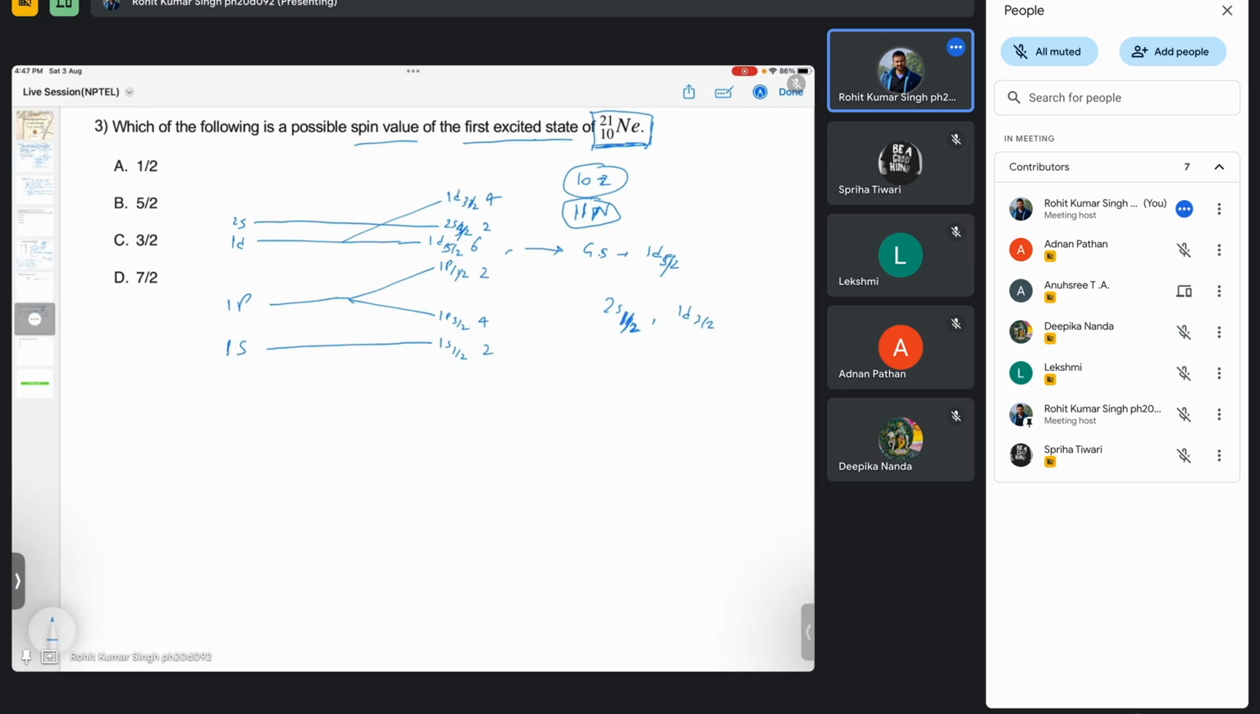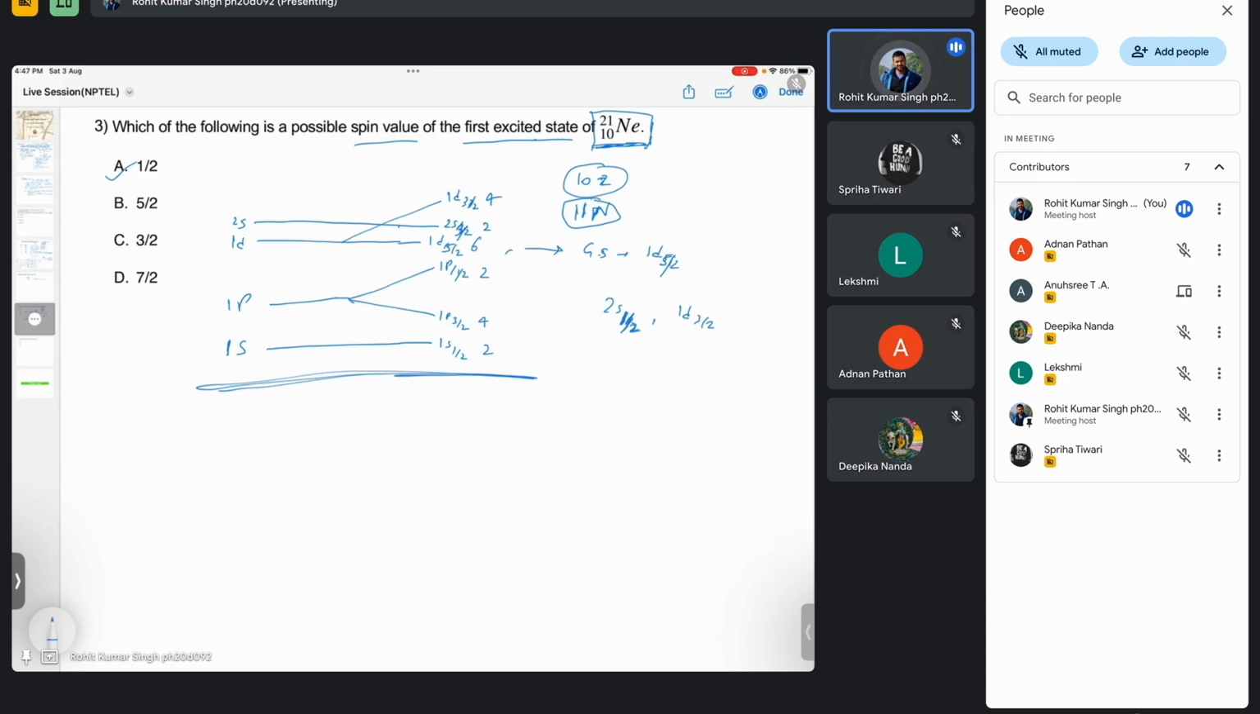This problem was from last year's assignment of this course, and there should be some interesting thing here. But for now let's assume that it goes to 2s. So 1 by 2 will be the spin value, but I'll dig into it more, and maybe we will discuss next time.